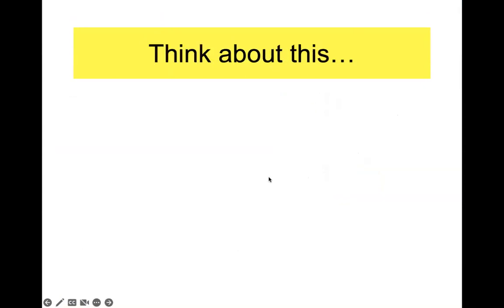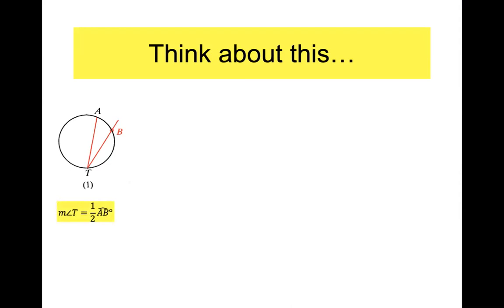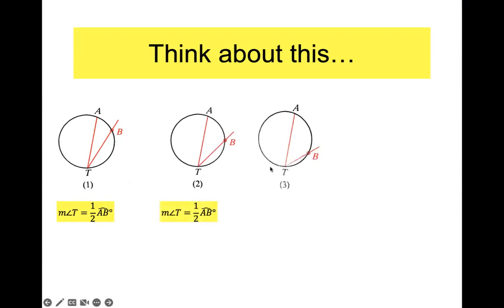Okay, last shape, think about this. So I got an inscribed angle. So let's see, angle T, since it's inscribed, would be equal to a half of arc AB. Now, imagine what would happen if I move point B closer to point T. I'm going to move point B closer and closer and closer to point T. It's still an inscribed angle, so it would still have the same formula. Move it really close to T, and it's still the same formula.